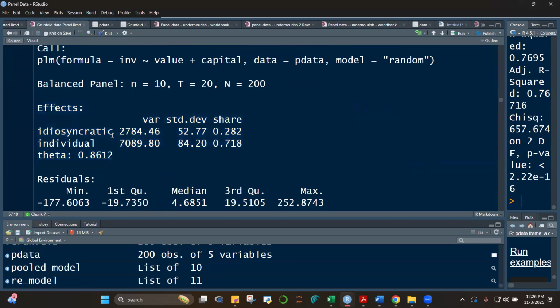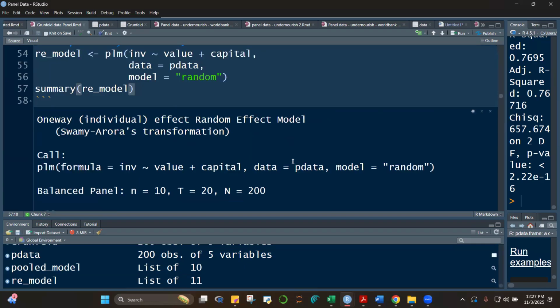Now, this is very important, class, which I want you to research on. What is this idiosyncratic variance? And a share of 28.2%. What is this individual? 2784.46, 7089.8980, and that's 71.8%, and this is 28.2%. In order to understand what is random effects, you should be able to understand this. I want you to do a little research, it's easy lang naman. Also understand what is theta. What is this 86.12? What are these metrics in random effects?